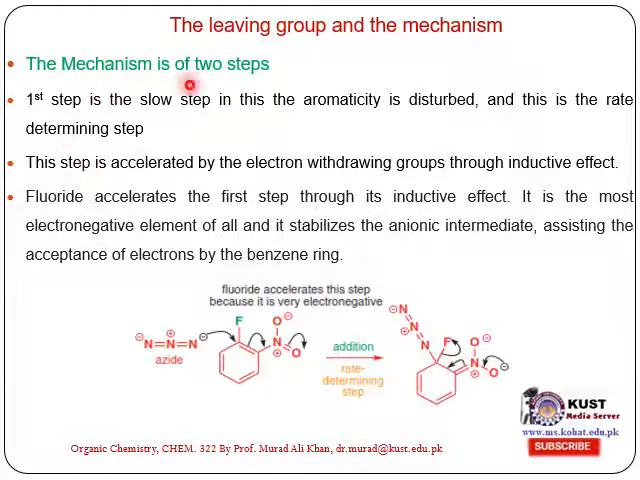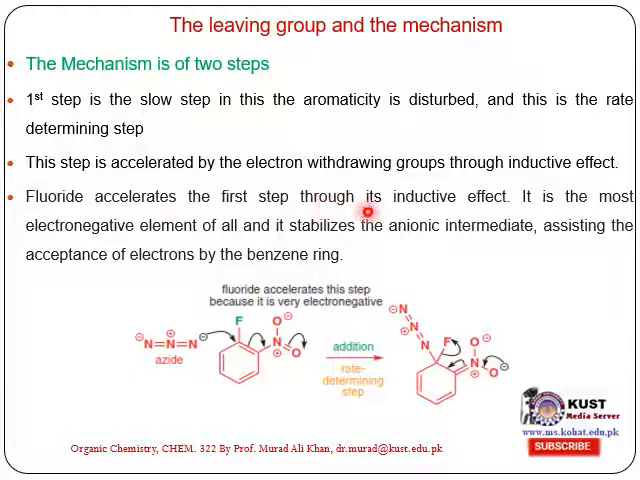The mechanism is of 2 steps. The first step is the slow step. In this, the aromaticity is disturbed, and this is the rate determining step. In the first step, when the nucleophile attacks and the aromaticity is disturbed, this step is accelerated by electron withdrawing groups through inductive effect.